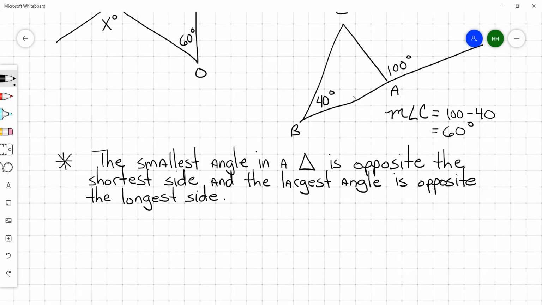Smallest angle in a triangle is opposite the shortest side. Largest angle, opposite longest side.